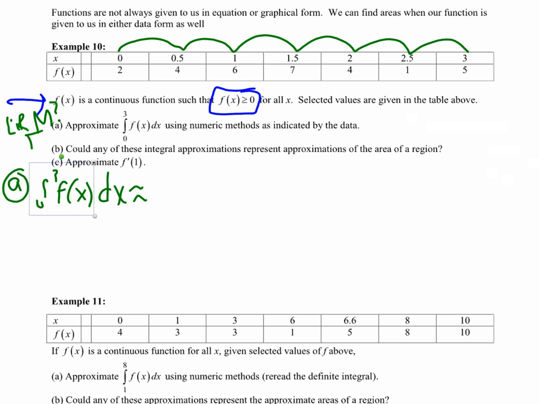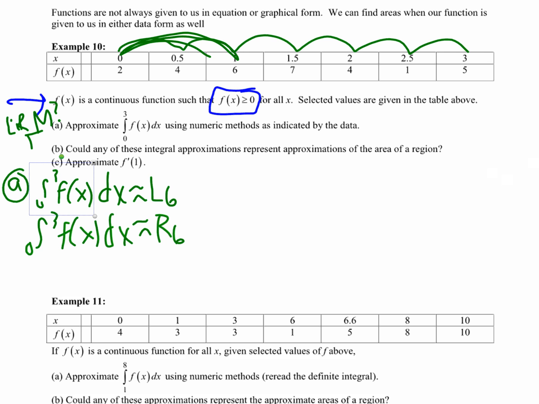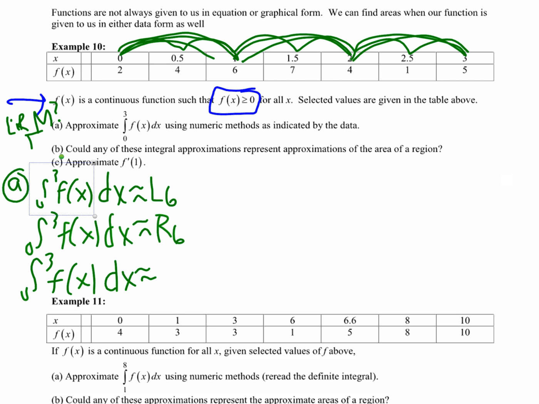So we can use 6 left hand rectangles. We can use 6 right hand rectangles. And another thing that's pretty neat on this one, we have midpoints, right? So we could also approximate this by using 3 midpoints. And I believe we could even do trapezoids. So we'll see if we feel like doing that later. All right, so back to this.